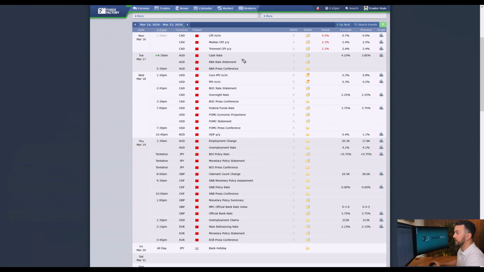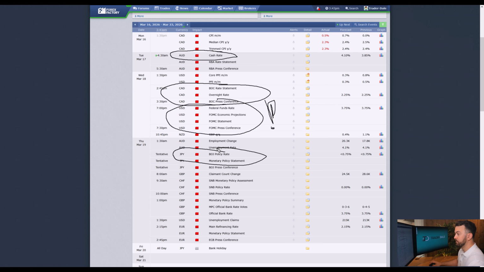So just a quick rundown before we check out the charts, okay? Because this is important. Tomorrow, on Tuesday, there's the cash rate on the Australian dollar. Wednesday, there is the rate decision on the Canadian dollar. Wednesday is FOMC day, very important. Thursday, Bank of Japan announces their policy rate.